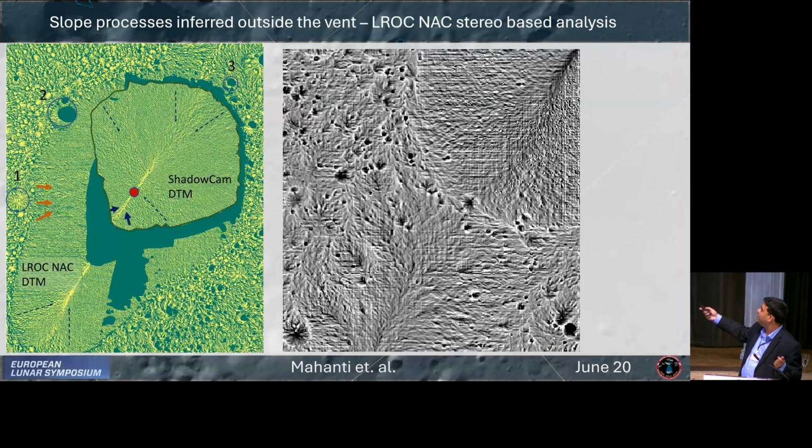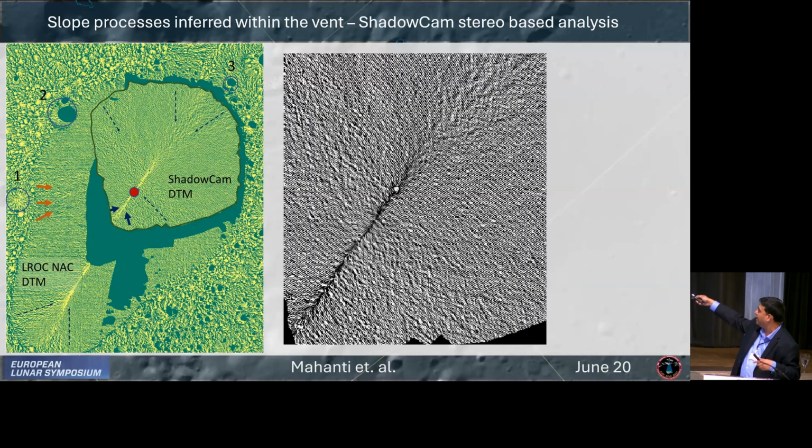So this is one example of the slope process inferred outside the vent. This is from the LROC NAC. You can see this is the edge, the same as that edge there. And then you can see these things happening. This is coming from topography, so this is not an image. There is substantial depth to these things, so as to make an impact on the topography. And this one, again, is within the vent.